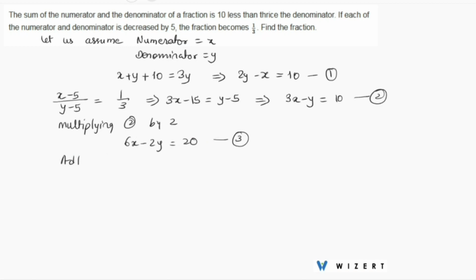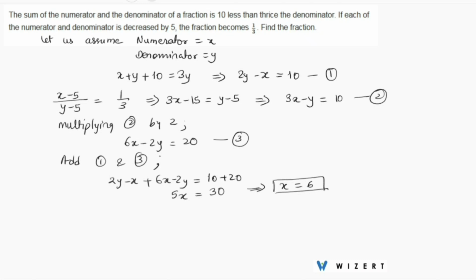Now add 1 and 3, we get, let's see, 2y minus x plus 6x minus 2y equal to 10 plus 20. So 2y gets cancelled out because they have different signs. Then 6x minus x is 5x equal to 10 plus 20 is 30. So from here we get x equal to 6.